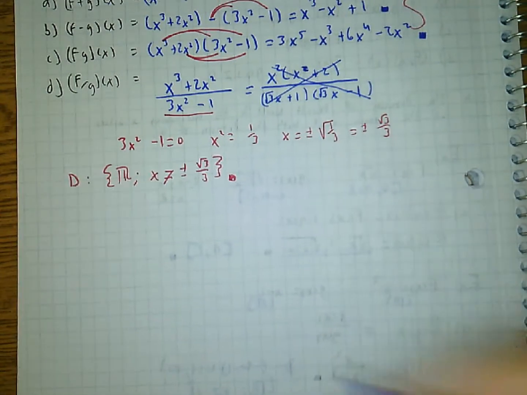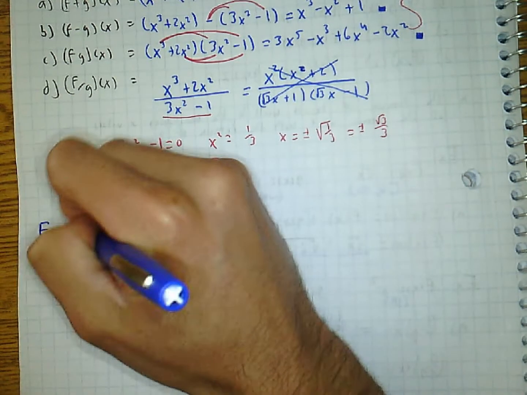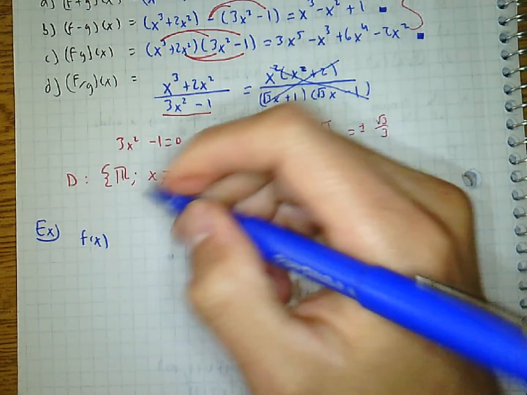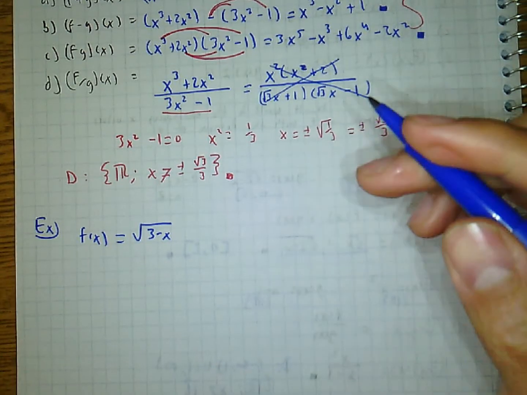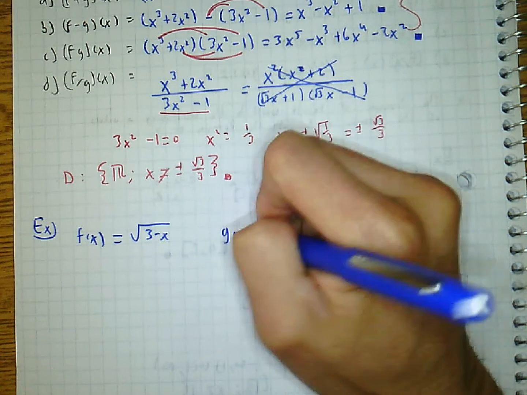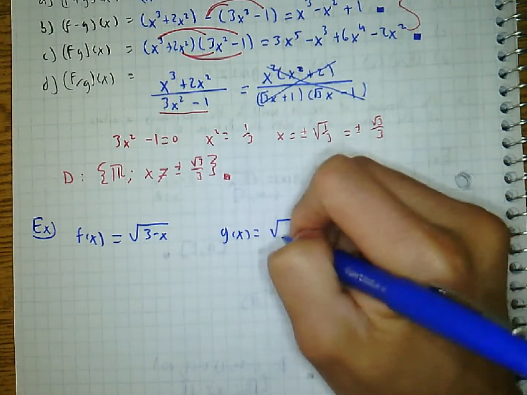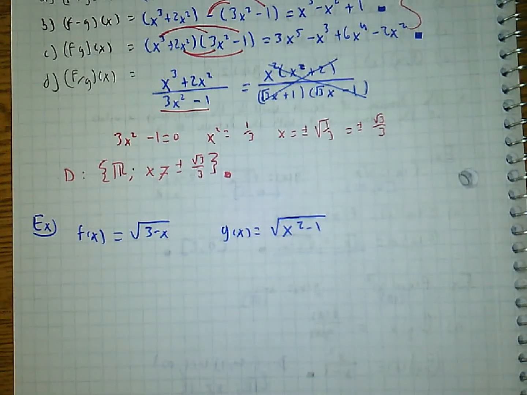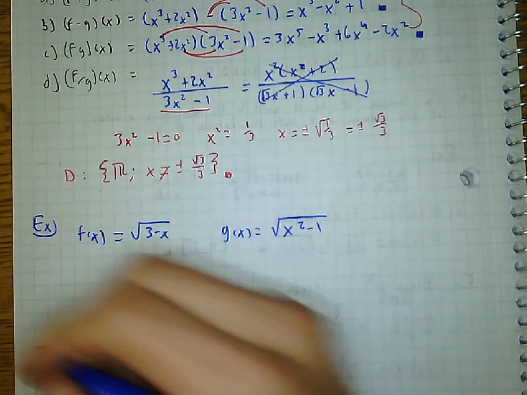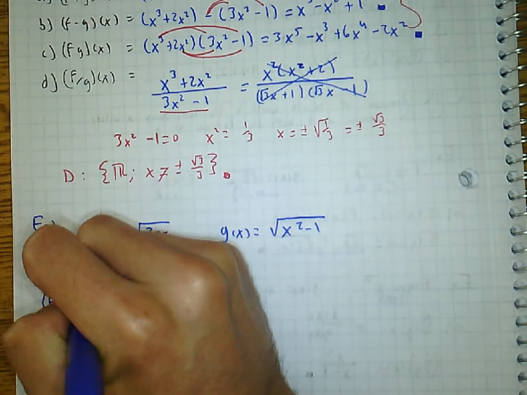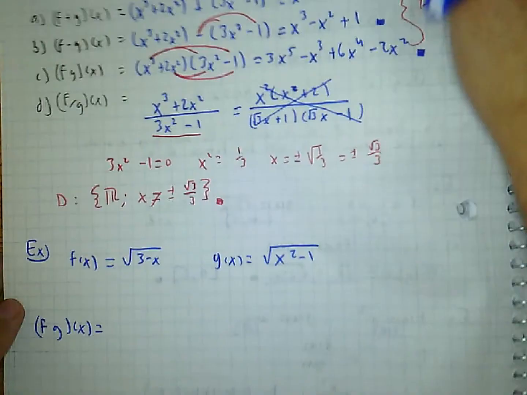Okay? Now, let's say that you have the following functions. f of x equals the square root of 3 minus x. And let's say that you have g of x equaling the square root of x squared minus 1. Okay, so at this point, we're not going to do all 4: addition, subtraction, multiplication, and division. Let's just say that I want you to do multiplication. So go ahead and pause the video, give this problem a shot, do the multiplication, and find its domain.